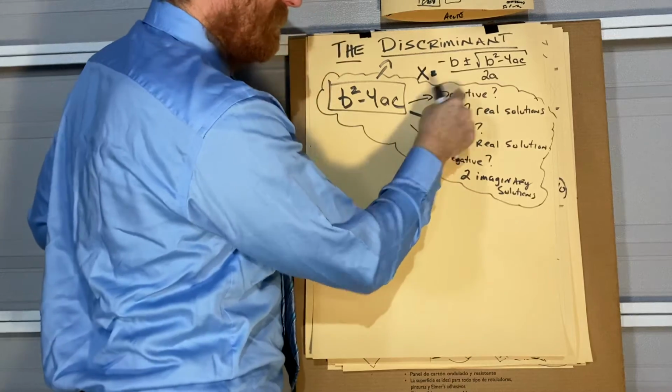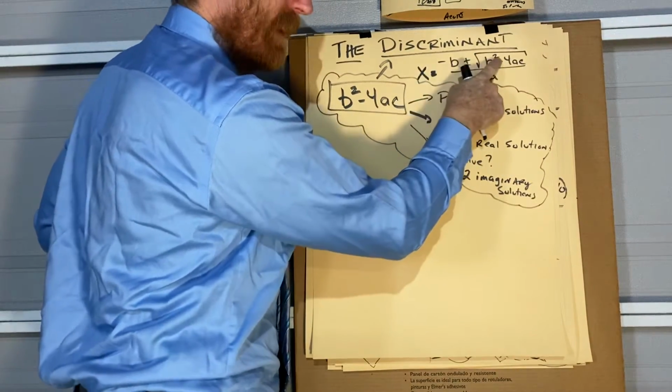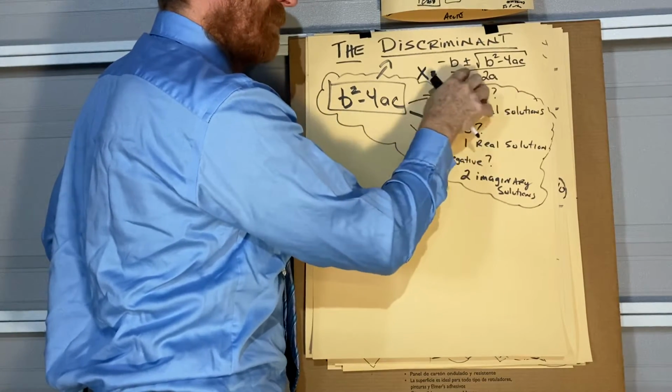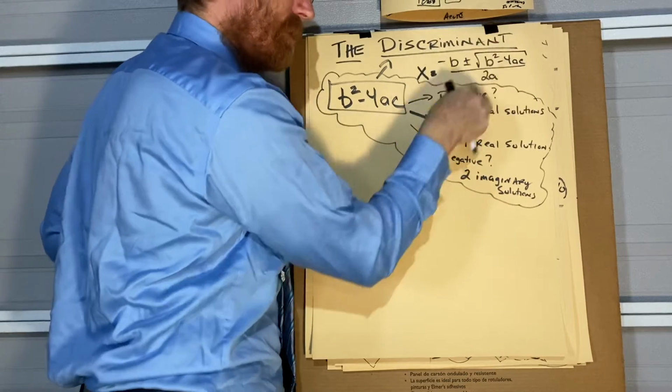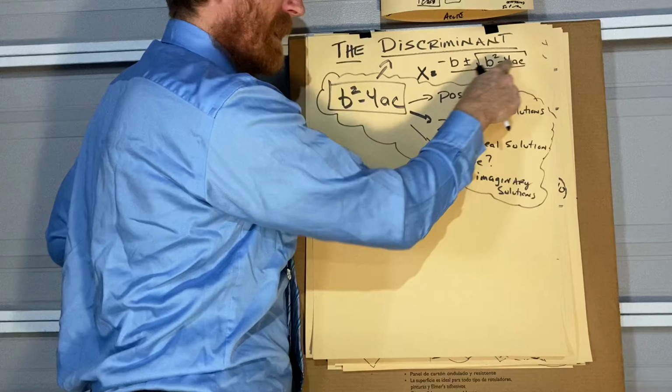If we get a positive number underneath the square root, say it's like 5, you'll have negative b plus 5 after you square root it, and then over 2a, and negative b minus that positive number. So you're going to get two separate answers. That's kind of what we've been living with. Two real solutions if we get a positive number under here.